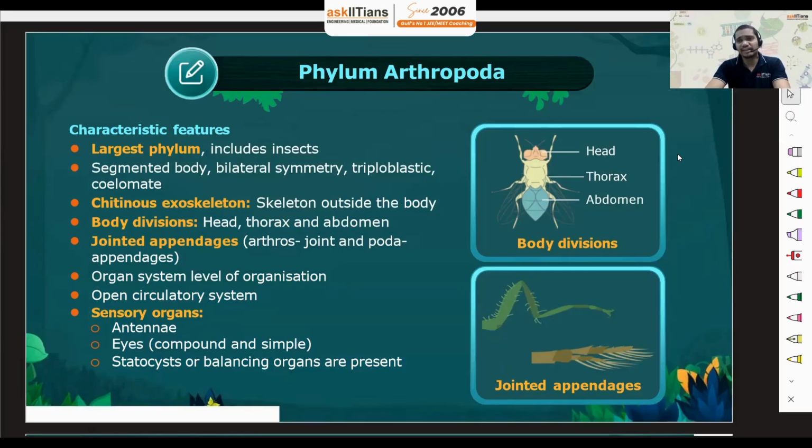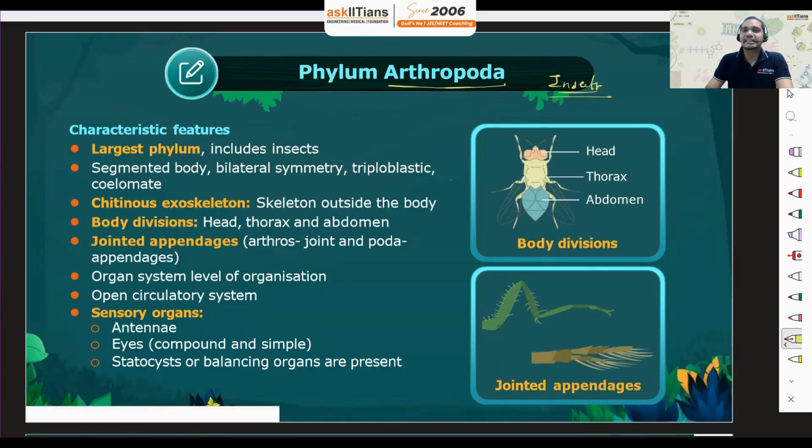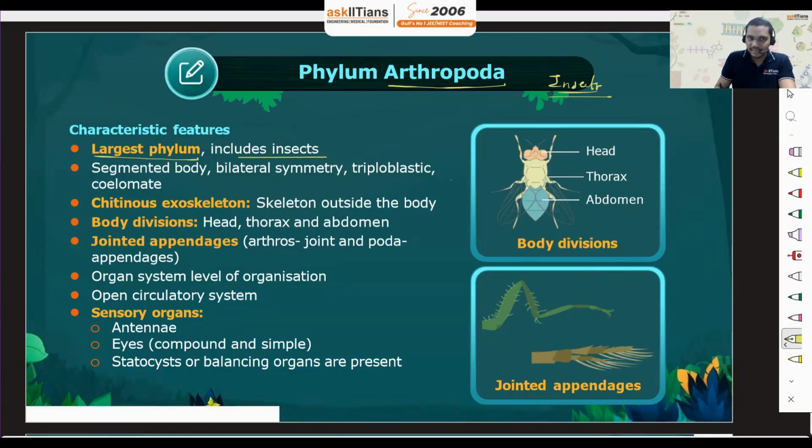The moment we see the Arthropoda, that means it is the largest phylum we are going to deal with. The majority of the insects found on the earth are here. So we are dealing with a major phylum, that is Arthropoda. Arthropoda, what does poda mean? The legs. Arthro means the body in such a way that, okay. So it is the largest phylum, including the insects.